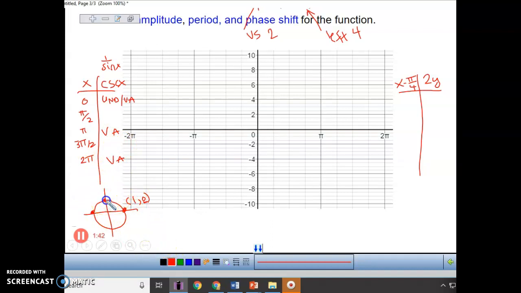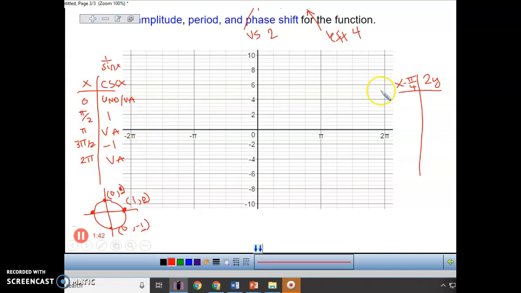Now when you go straight up to pi over 2, the point is 0, 1. And 1 is the y value of pi over 2, so if you take the reciprocal of that, cosecant of pi over 2 will also be 1. And then for 3 pi over 2, the point is 0, -1. The y value of 3 pi over 2, which is the sine, is -1. So take the reciprocal of that and you get -1.